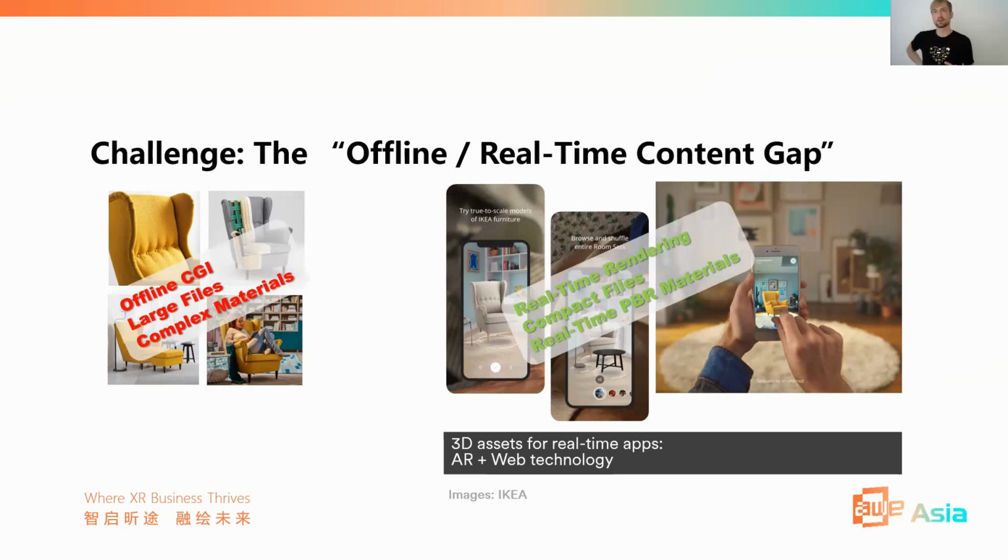The offline CGI content is meant to render photorealistic images within, let's say, a couple of minutes, right? It takes a couple of minutes and you get a photorealistic picture. You can put that somewhere, done. That's great. In real time, it's a whole different story.